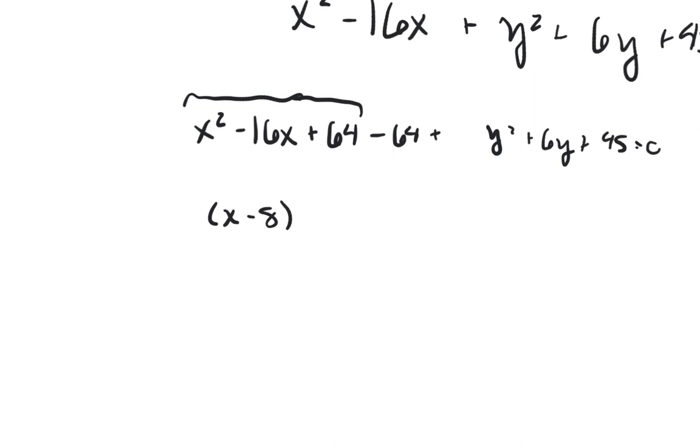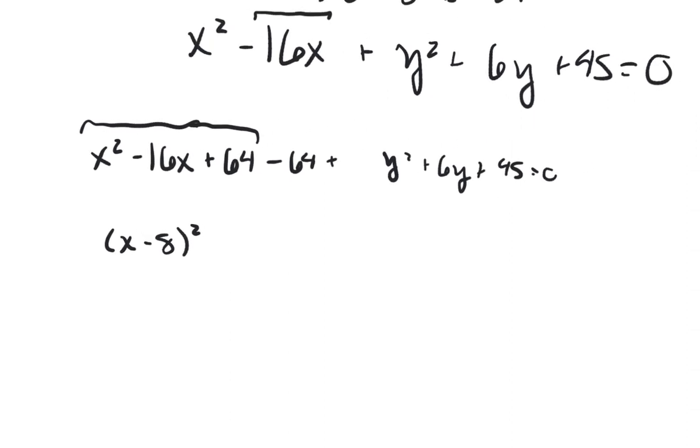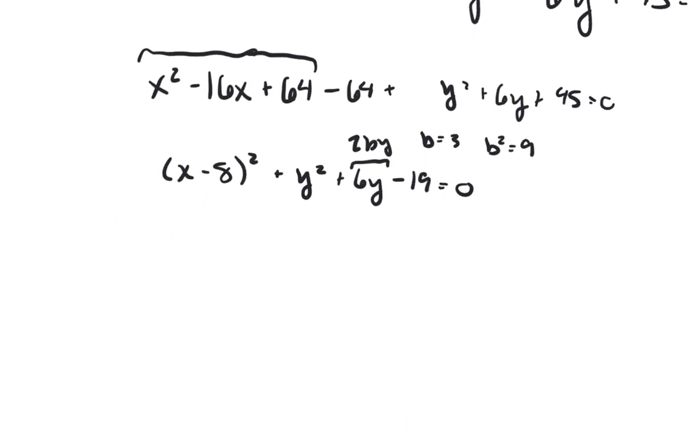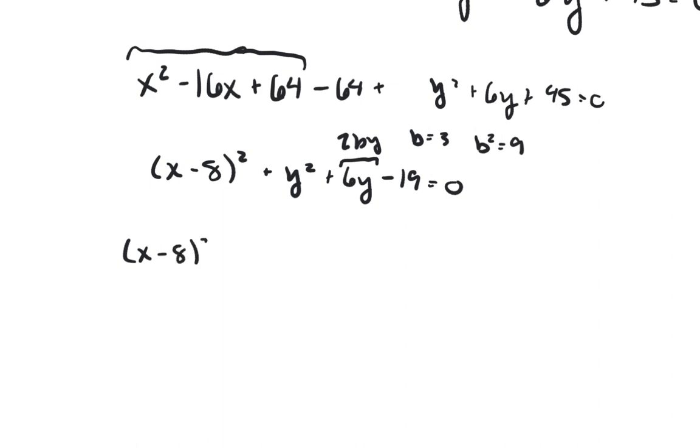So that lets us factor this part to x minus 8 squared. And then just writing everything else and combining like terms, we have y squared plus 6y minus 19 is equal to 0. Now here, this is taking the place of 2by. That means that b is 3 and b squared is 9. So we're going to have x minus 8 squared plus y squared plus 6y plus 9 minus 9 minus 19 is equal to 0.